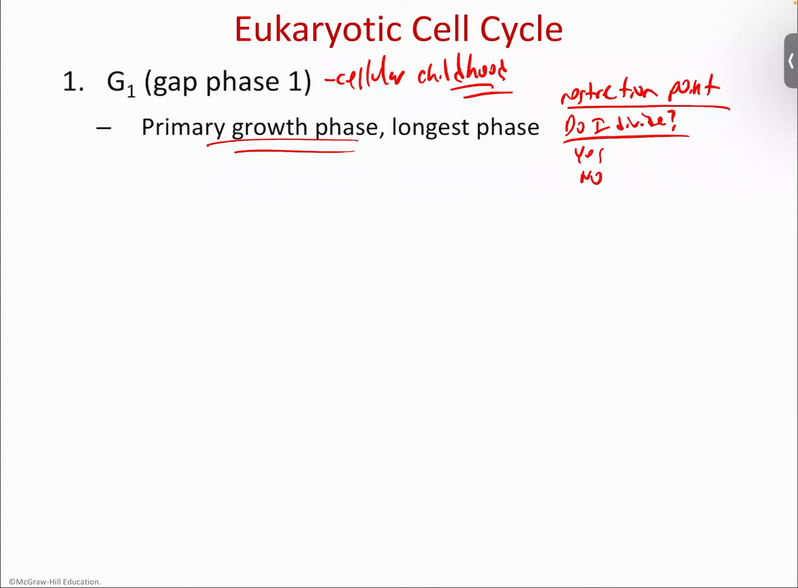And so it's just like us, right? What's our restriction point as we grow older and as our body gets big enough? Do we reproduce? Do we have kids? And if you have kids, then you know that that's a yes or no question. There's not a maybe in there, right? It is either you do or you don't.